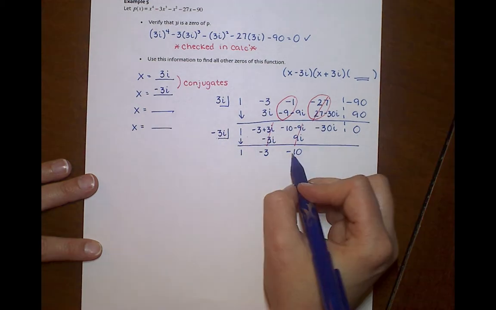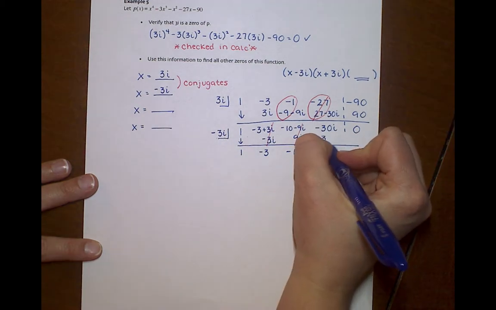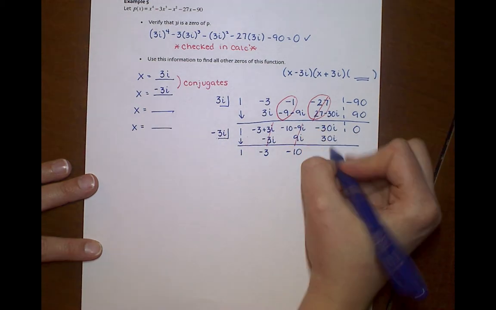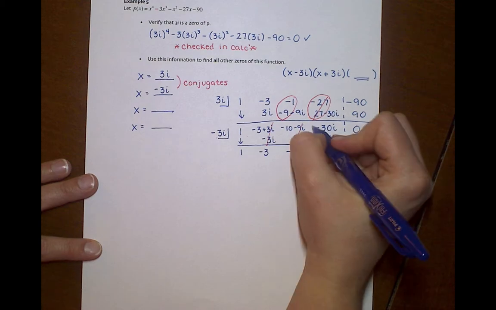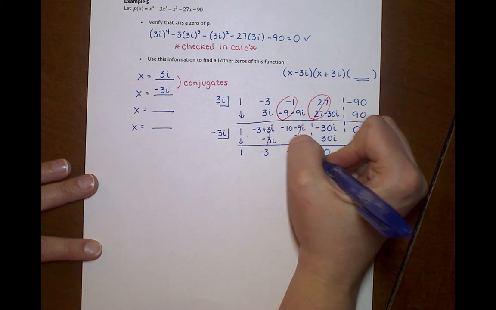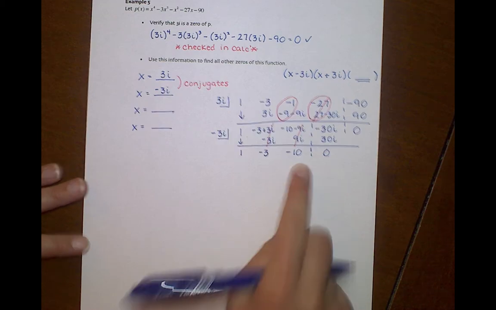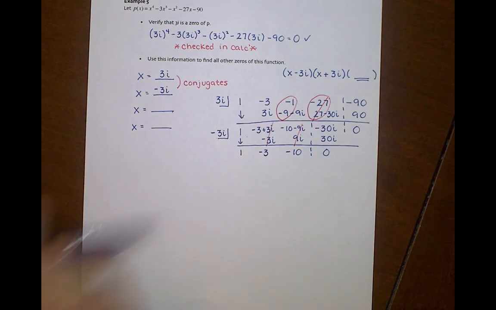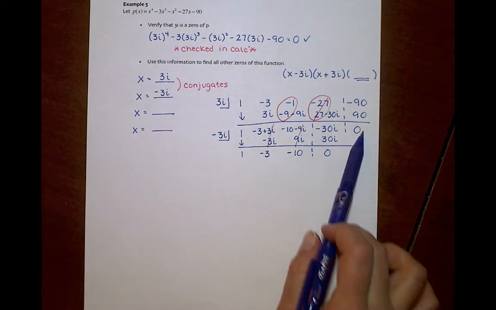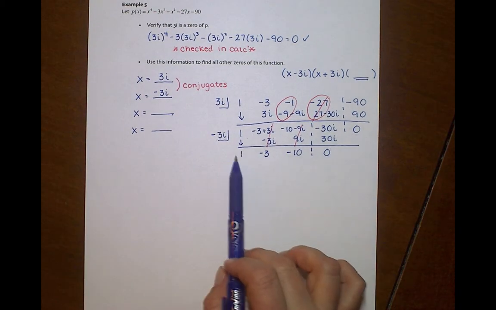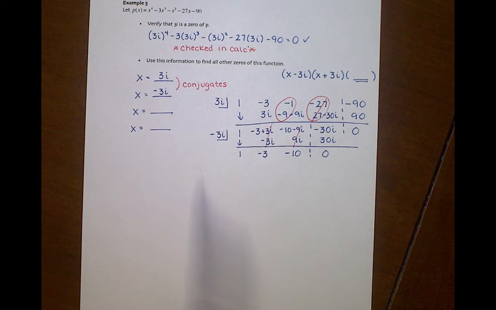And then negative 3i times negative 10 makes positive 30i, which cancels and makes a 0 here, and that's good because that's our remainder. And now we're back in the land of nice, happy whole numbers, right? So when you're working with the i's, the first round always leaves you with a mess, and then the second round clears that right up because of those conjugate pairs there, okay?